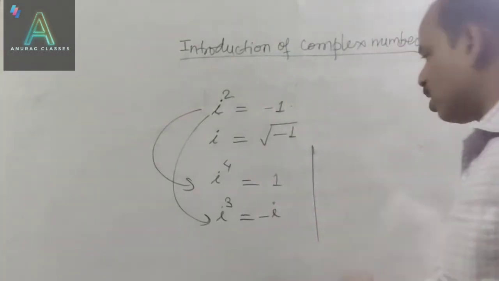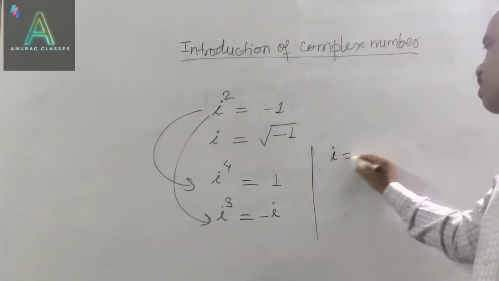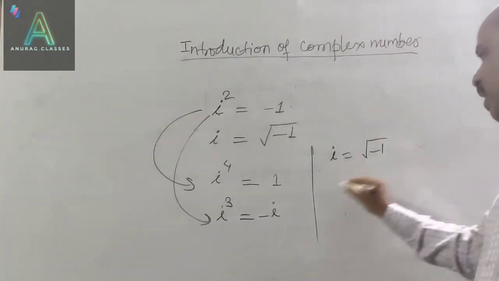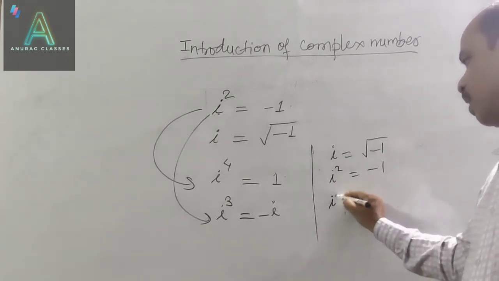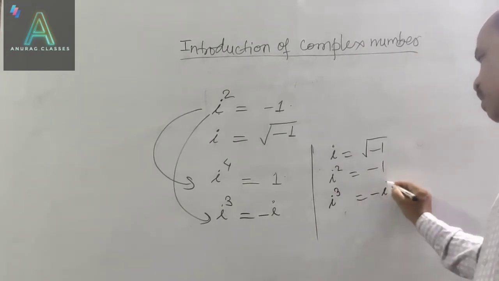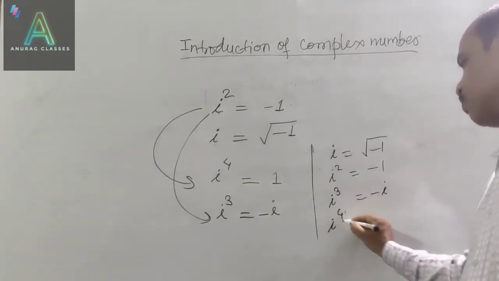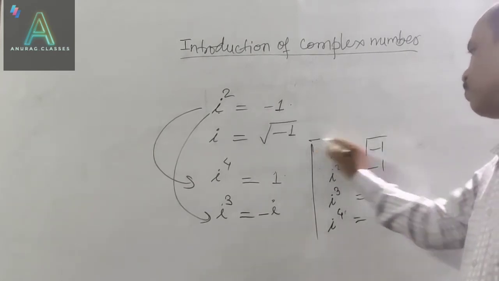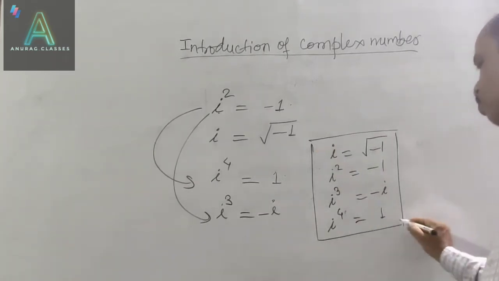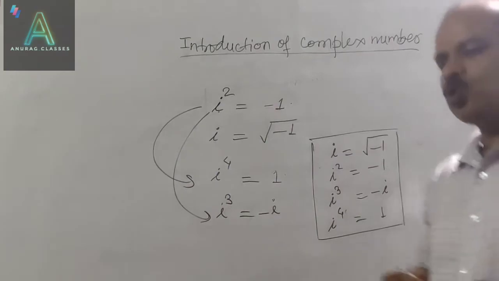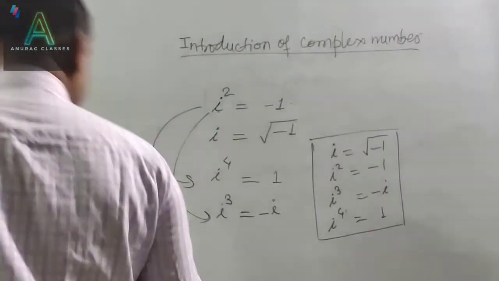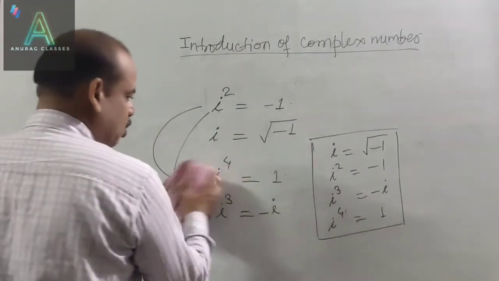Therefore, we have 4 important formulas related to imaginary number. The first one is iota is equal to root under minus 1. You can note it. Iota square is equal to minus 1. Iota cube is equal to minus iota, and iota to the power 4 is equal to 1. These 4 are the important relations related to imaginary number. Let us try to solve some general examples based upon these formulas.